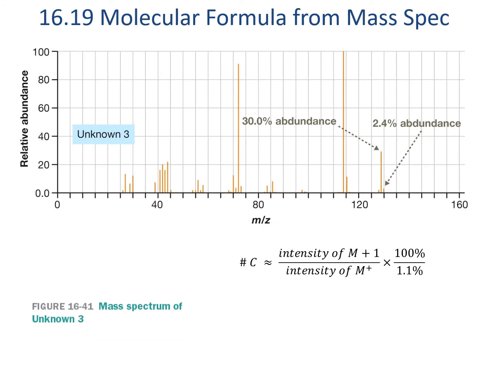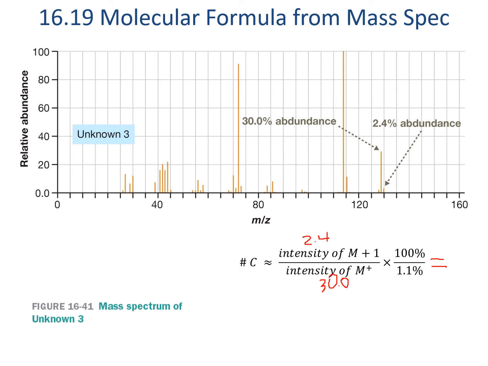In addition to giving us some information about the presence of chlorines or bromines, we can also, as we indicated before, use this to tell us a little bit about how many carbons we have. So if we use this as an example, we know that we have 2.4% abundance for our M plus 1 peak, and our M plus peak is 30.0. We don't need to include the percents, we just need to have them in the same unit in both cases. So 2.4 or 0.024 are both fine as long as we match it up with the correct form down here.